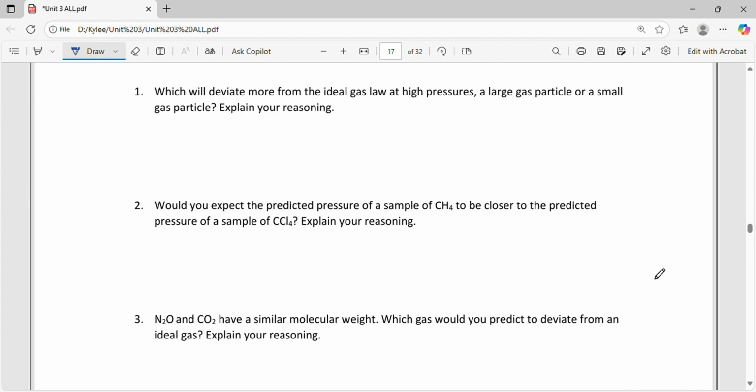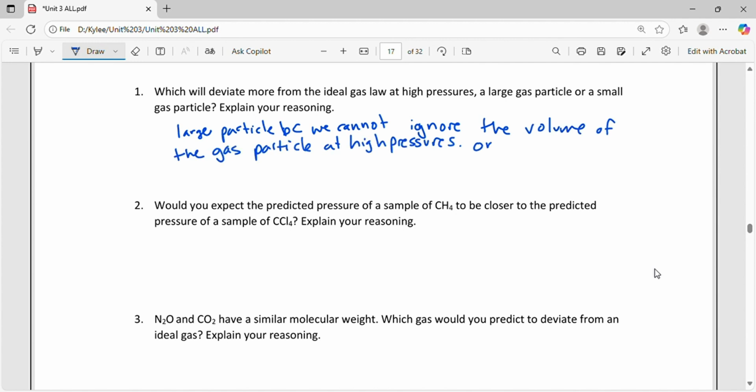It says, which will deviate more from the ideal gas law at high pressures, a large particle or a small particle? So they want to know which one will behave more like a real gas. And it's going to be the large particle. And the reason is because we cannot ignore the volume of the gas particle at high pressures. Only at low pressures can we completely ignore volume. Obviously, the larger particle takes up more space than the smaller one does.